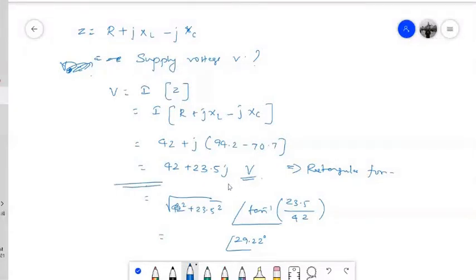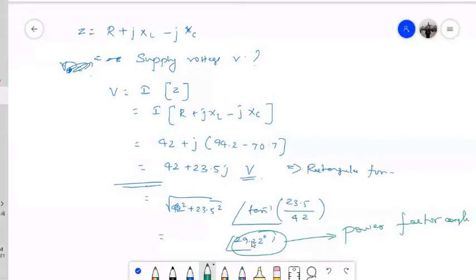The third question that has been asked is we need to find the power factor angle. So how to get the power factor angle? We have already got it here. So this will be your power factor angle. So try to find the cos of this, you will get the power factor.